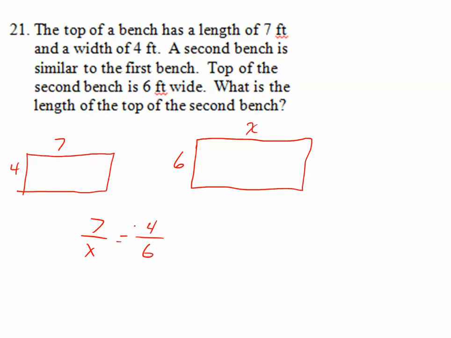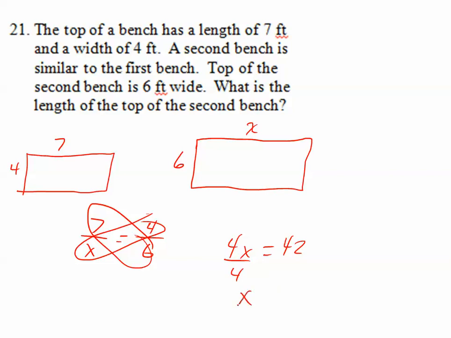As long as our 7 and our 4 are both part of the same bench, and our x and our 6 on the bottom are both part of the same bench, then we cross multiply. 4x equals 42. Divide both sides by 4, and x is equal to 10.5 feet.